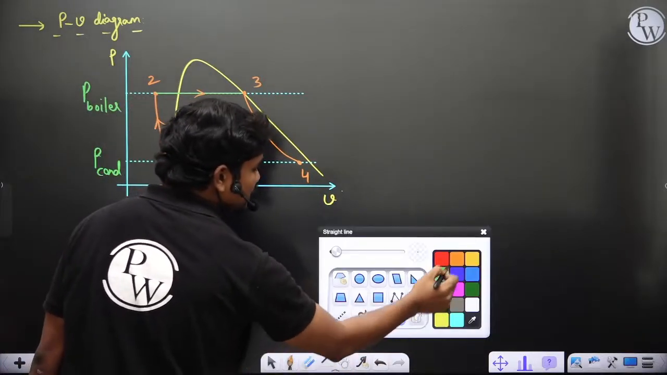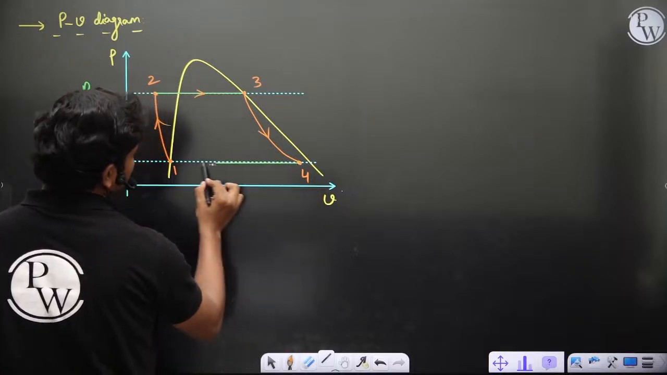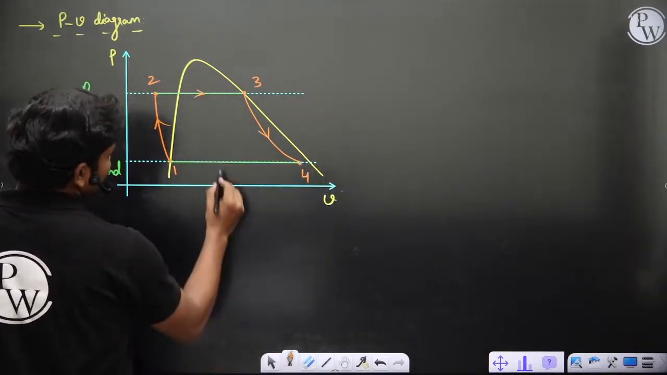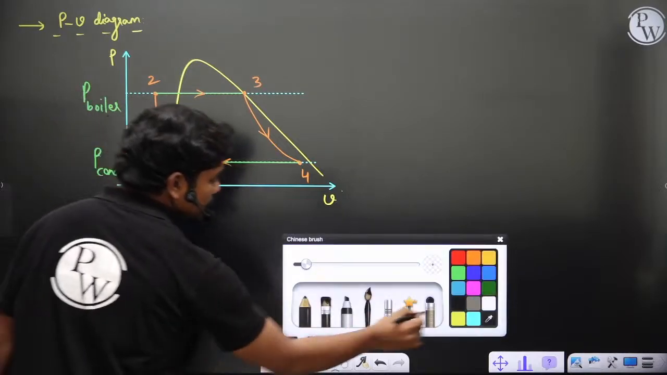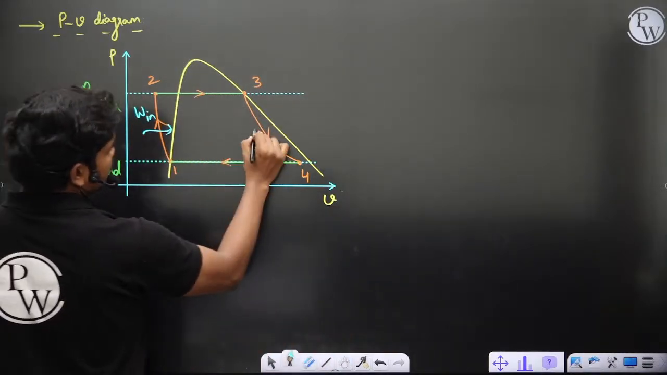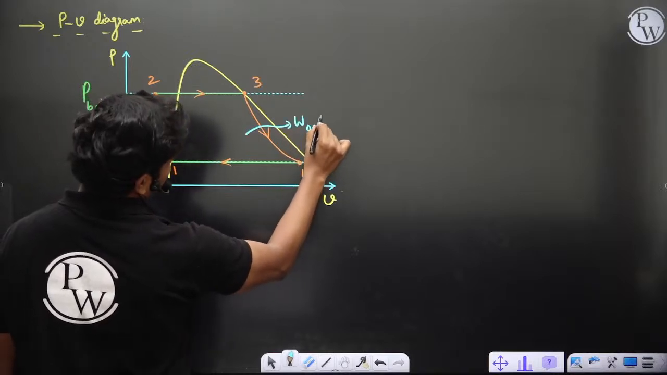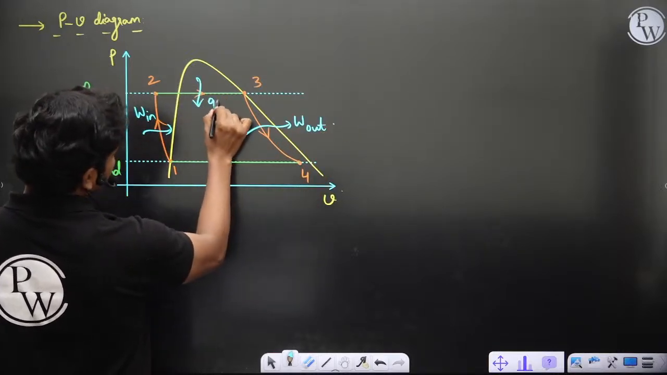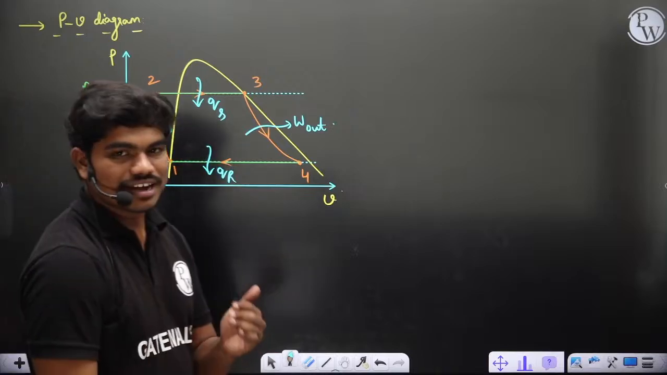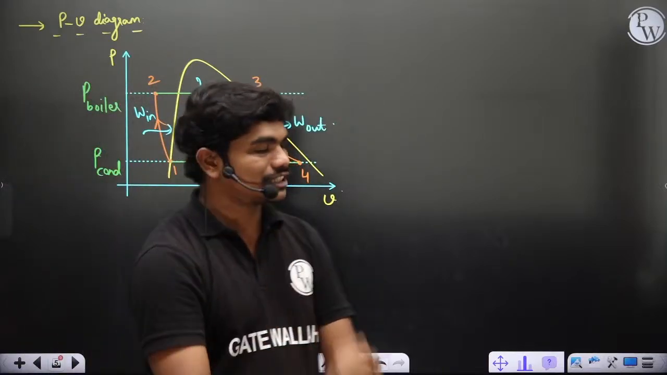Then again, the condenser is a heat exchanger that's operating at constant pressure, so there is a heat rejection process. So this is your heat rejection. So 4 to 1 is heat rejection. Now if you clearly see, in this we are sending in work input, here you're getting out the work output, and here you're putting in heat, and your heat is getting rejected in this particular cycle. So this is how we can construct a PV diagram. You have enough logic for each and everything.